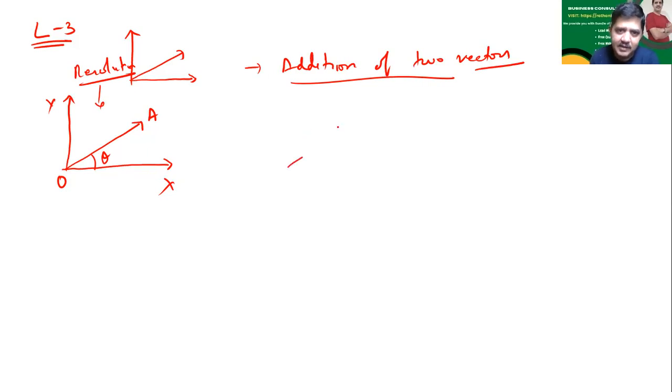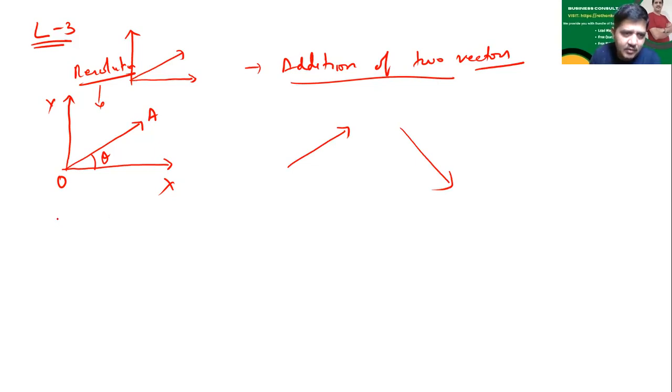So one vector is like this. The other vector is like this. They're not perpendicular. There are some random directions. Now, how do we do it? There is one important law. There are actually 2-3 laws which govern the addition of two vectors. But I will teach you only one law here.